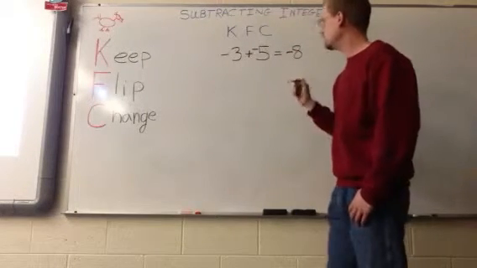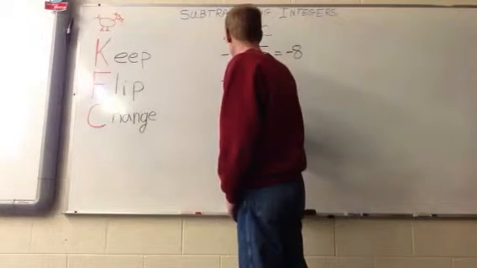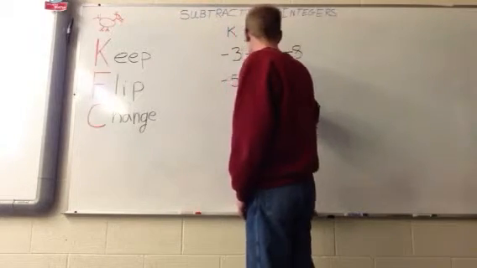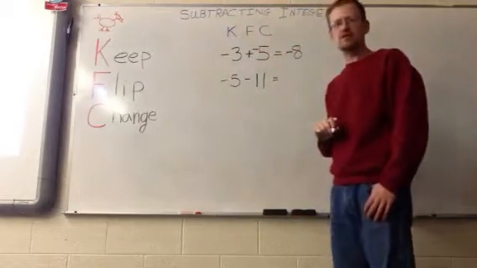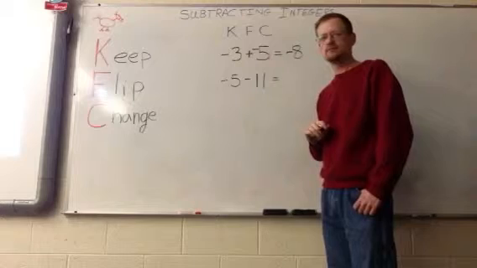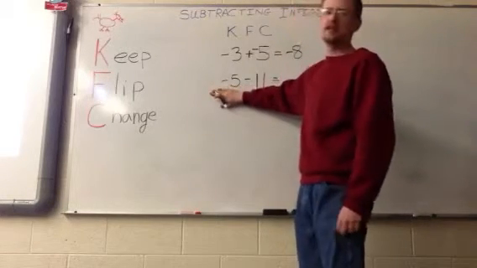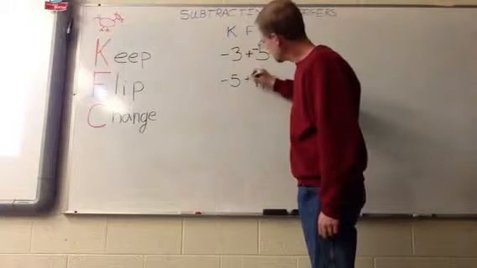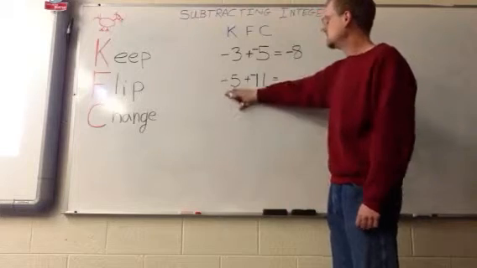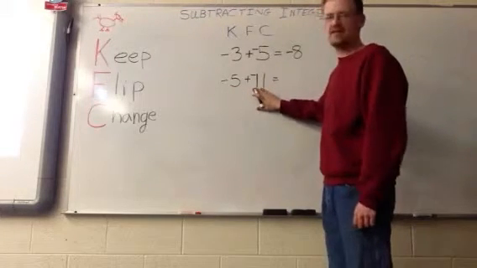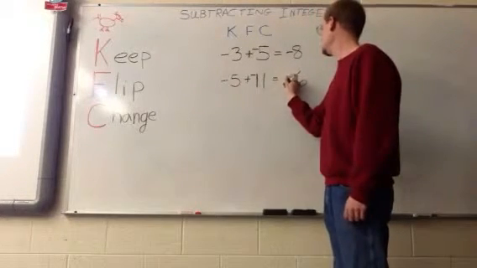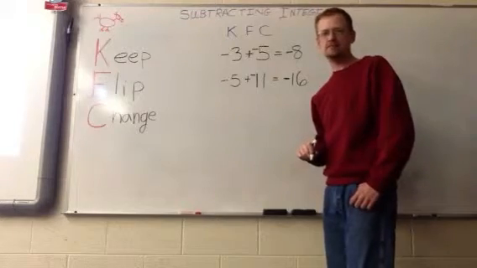You try one. Let me write this one down. Let's go with negative 5 minus 11. Pause the video for a second. Try this problem, and when everyone's had a chance, restart. Okay, let's keep, flip, and change. Keep the same. Flip the sign. Change the sign of the last number. Now we have negative 5 plus a negative 11. So 5 plus 11 is 16. Since they're both negative, it will be a negative 16.